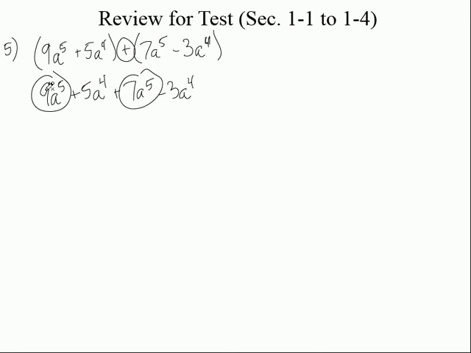So when I add the coefficients, that's the number out in front. 9 plus 7 is what? 16. And I keep the term the same. So what's my term? It's a to the 5th. It's like saying 9 apples plus 7 apples is what? 16 apples, right? It's the same kind of deal. 9 of these things plus 7 of these things equals 16 of these things.